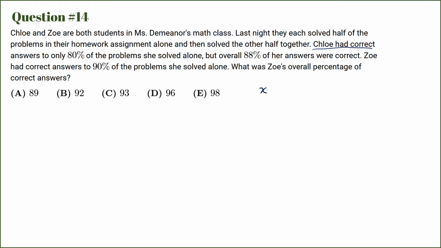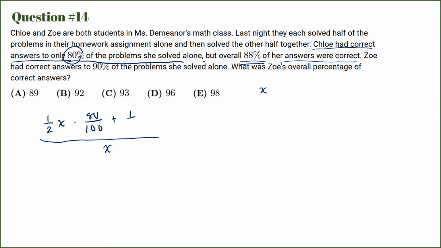Then Chloe had correct answers to only 80% of the problems she answered alone. She answered half of the problems alone and she had 80% of them correct. But overall 88% of her answers were correct. So this over X, plus the other half times the percentage she got correct together, let's say that's C, so C over 100, equals 88 over 100.